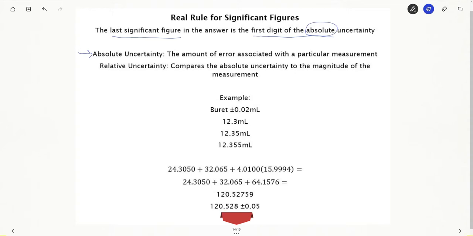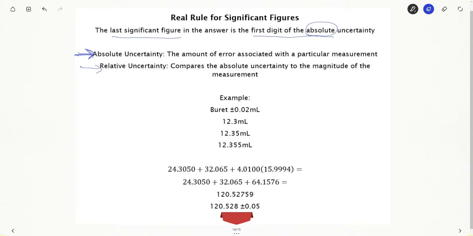You may calculate a relative uncertainty based on what you're actually weighing. So when you weigh something, you can compare that absolute uncertainty inherent in the balance to whatever you're actually weighing. When we're talking about the real rule for sig figs, make sure that you're using your absolute uncertainty up here and not your relative uncertainty. Just want to be really clear about that. So let's talk about an example.